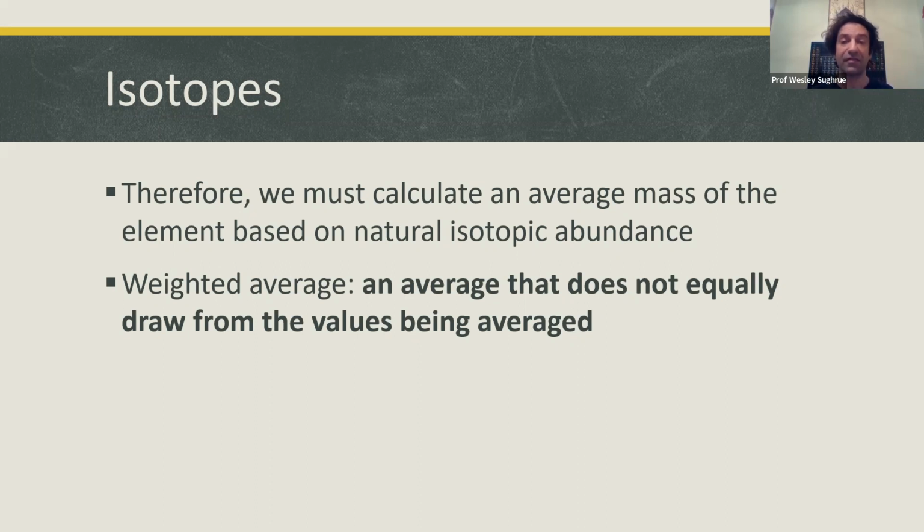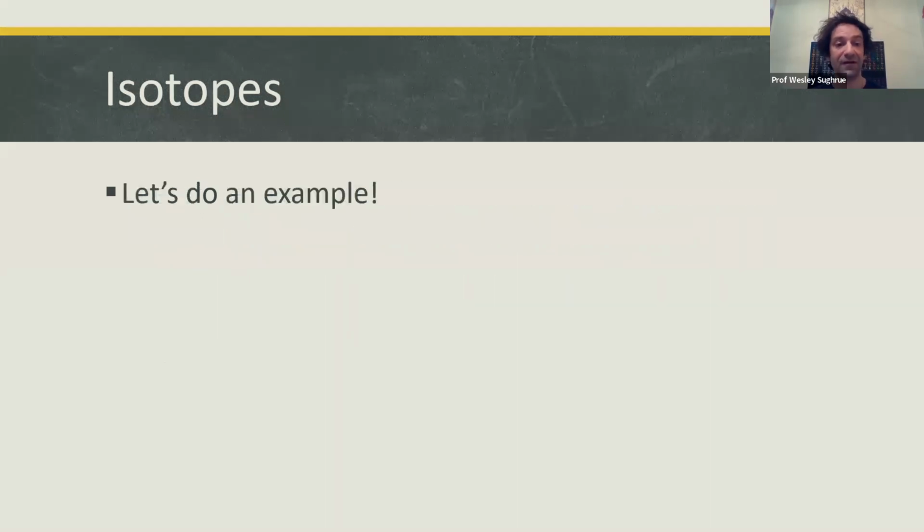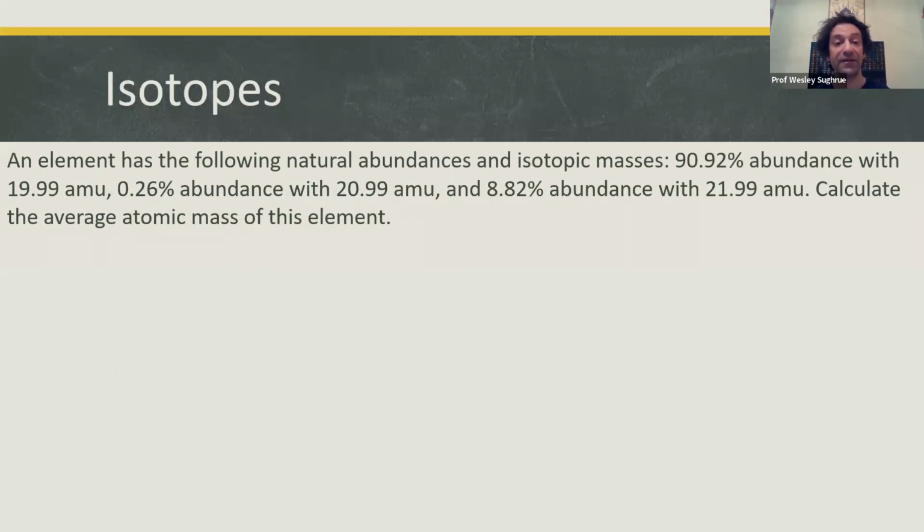It is not 3 plus 4 plus 5 divided by 3. That would imply that the abundance of 3, the abundance of 4, and the abundance of 5 are equally contributing to that final average value. Let's do an example, because that's the best way to actually understand this. Here's an example. An element has the following natural abundances: an abundance of 90.92% with this mass, 0.26% abundance with that mass, and 8.82% abundance with this third mass.